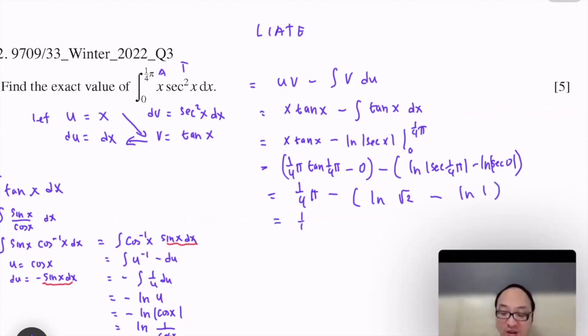That equals pi over 4 minus ln root 2. Ln 1 is equal to 0, so plus 0. So pi over 4 minus half ln 2. So this is the answer.